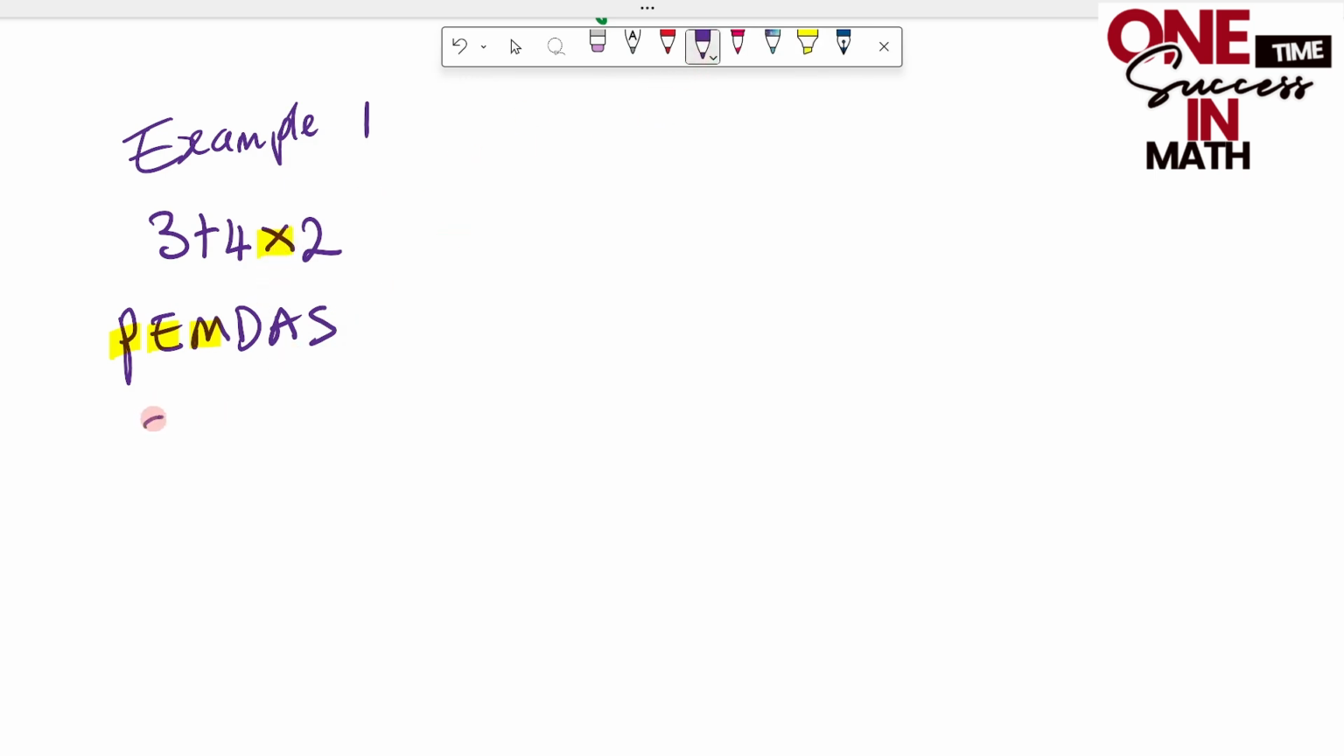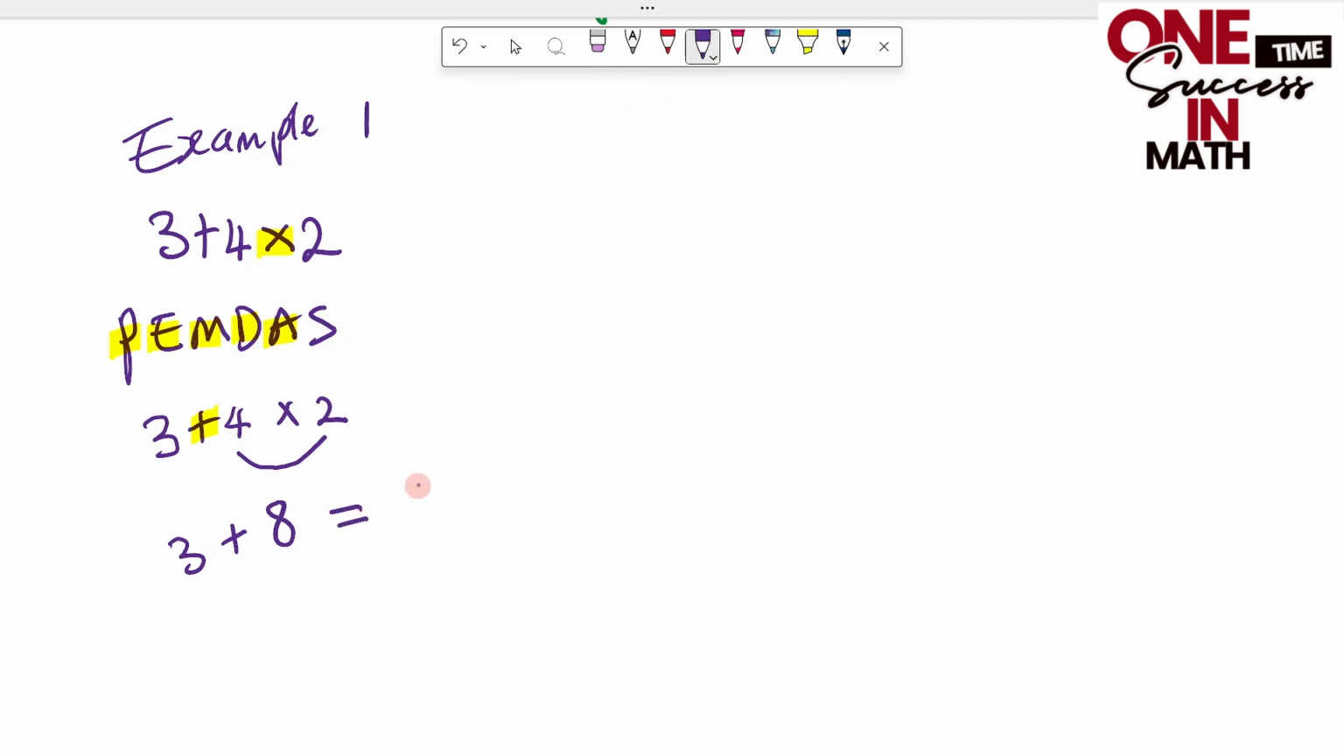So let us write this question: 3 plus 4 multiplied by 2. We will multiply first. When we multiply these two, 4 times 2, we'll have 8. You see? We'll keep asking ourselves questions again using PEMDAS. Do we have division? No. Do we have addition? Yes, because addition is the next math operation there. So we'll bring it down: 3 plus 8.